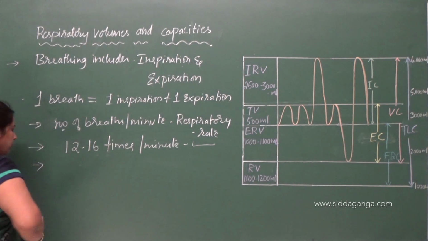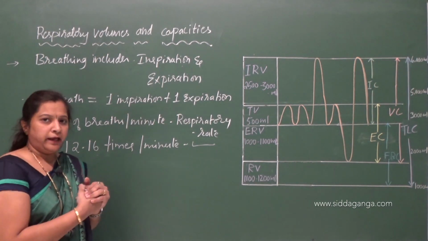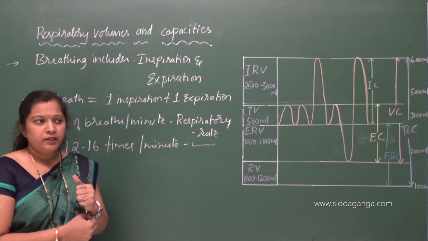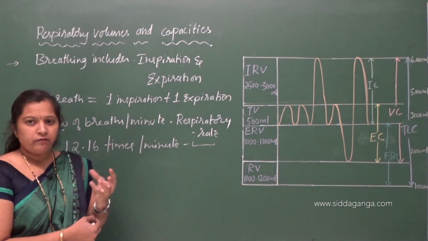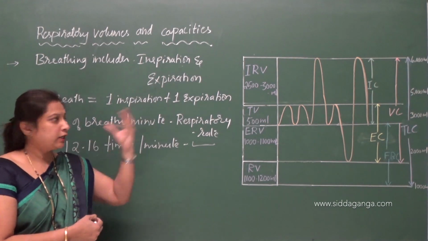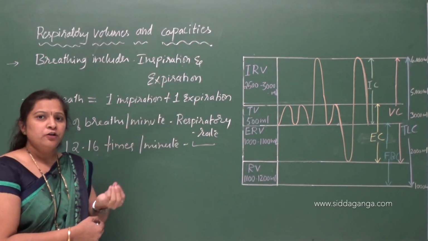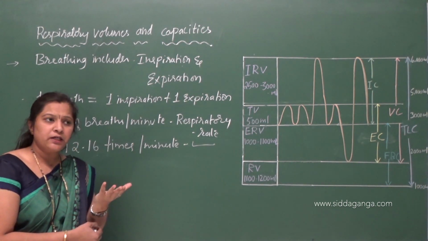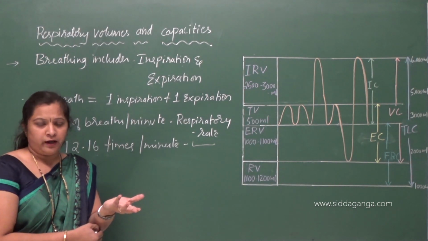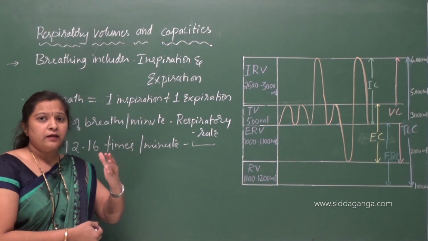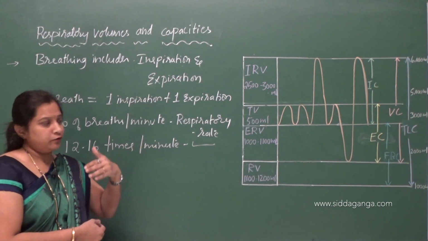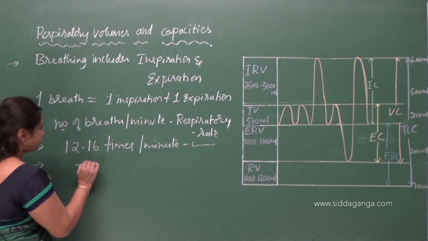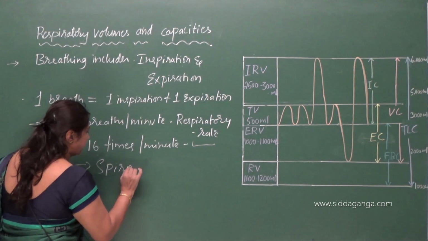And the volume of air involved in breathing movements can be measured. For example, breathing involves both inspiration and expiration, right? During inspiration we inhale some volume of air, and during expiration we exhale some volume of air. The volume of air exchanged during breathing movements can be measured with the help of an instrument called a spirometer.